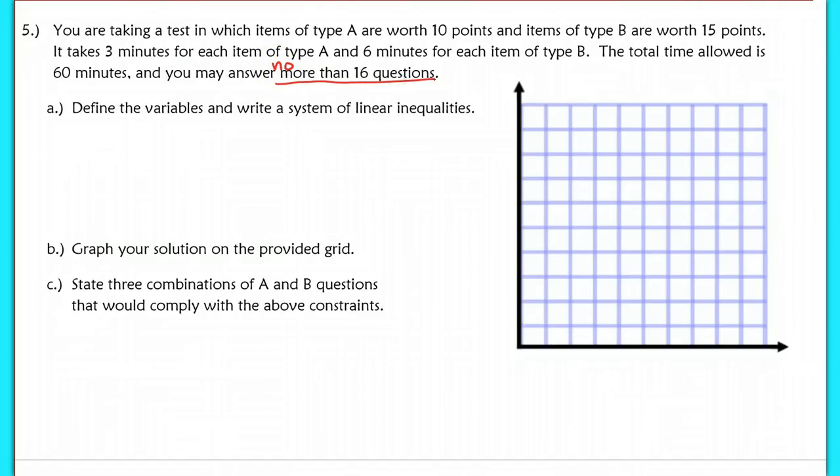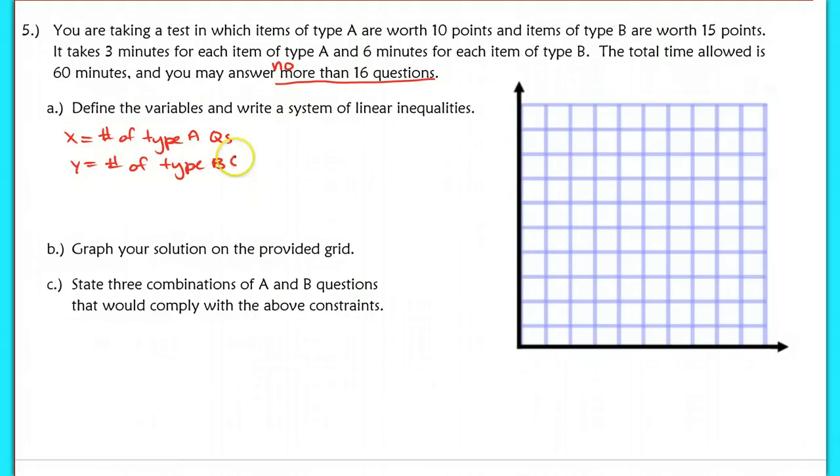All right, so let's define our variables. We have two different types of questions, and those are the two variables that we're going to use, because we don't know how many questions we're answering of each type. So I'm going to write x is equal to the number of type A questions, and y is equal to the number of type B questions.